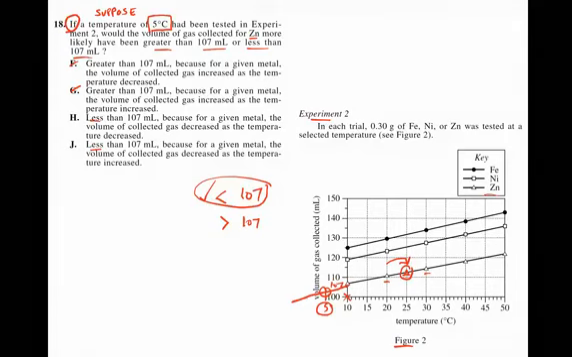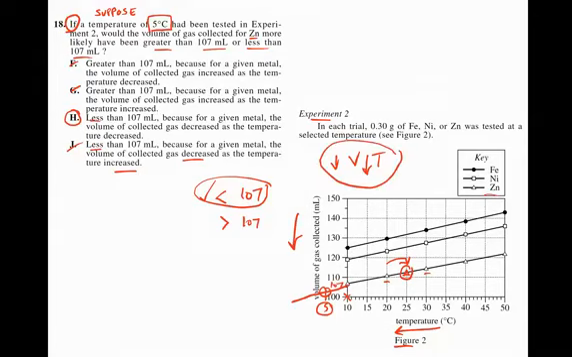H, it's less because for any given metal, the volume of gas decreased as the temperature decreased. The volume of gas goes down as the temperature goes down. Yes, all these lines look to be a direct relationship. And therefore, I now know that H is my answer. J is wrong because it says the volume gas decreased while the temperature increased. Nope. Remember, I already established that with my arrows that it has a direct relationship.